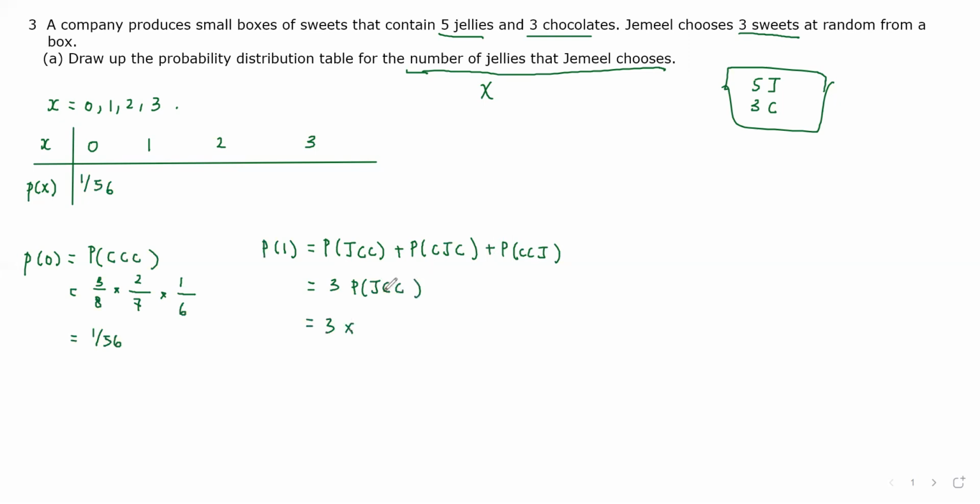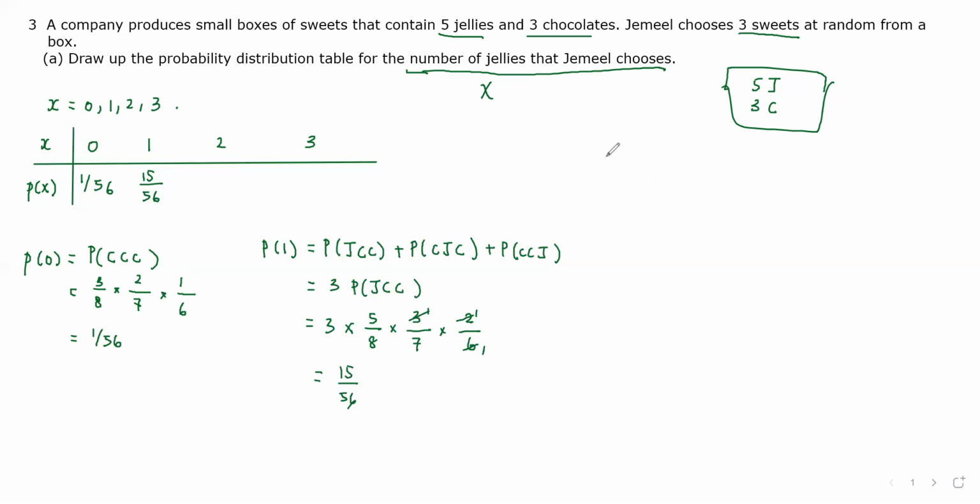So we have 3 times getting a jelly, which is 5 out of 8. And once you have chosen the first one, there are 7 left. And once you have chosen one more, there are 6 left. There are 3 chocolates, and then once you have taken out a chocolate, there are only 2 left. So from here, that 3 and 2 and the 6 can cancel to be a 1. We have 15 out of 56. Now, it is easier if we keep the denominator to be 56.